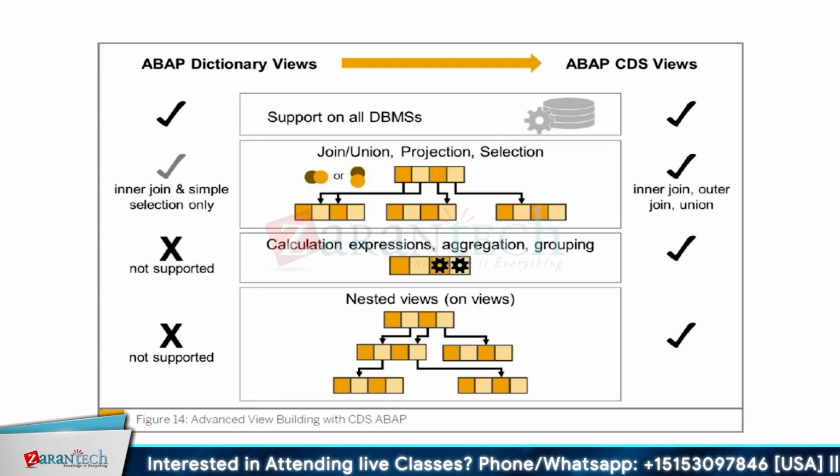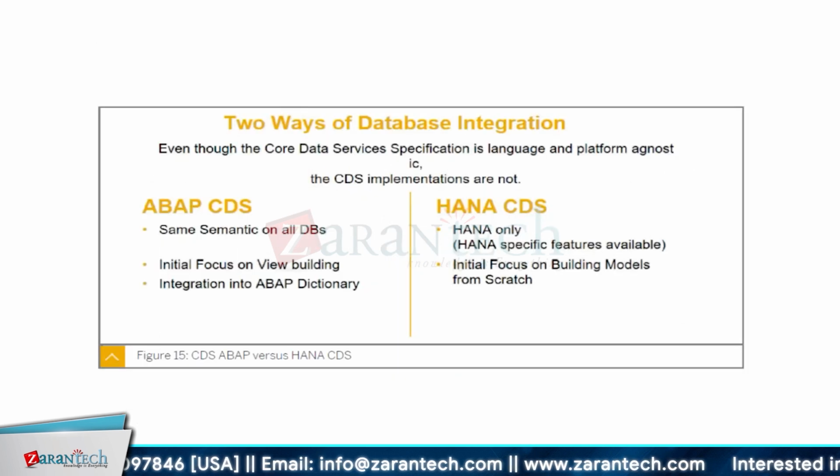Compared with your normal traditional ABAP dictionary views, we can have more types of joins: inner join, outer join, union, all these things we can do. Calculations and aggregations we can do. View on top of view we can also do, comparing the old views to the latest ABAP CDS views.